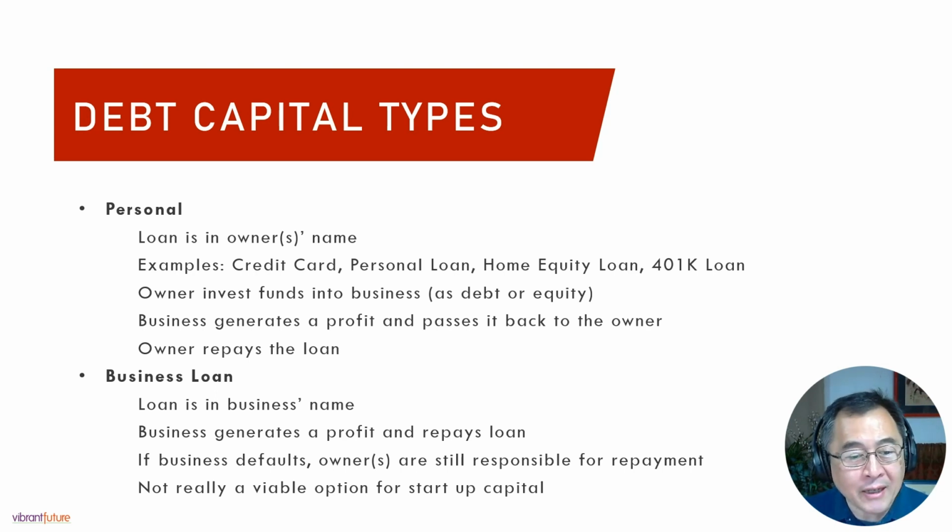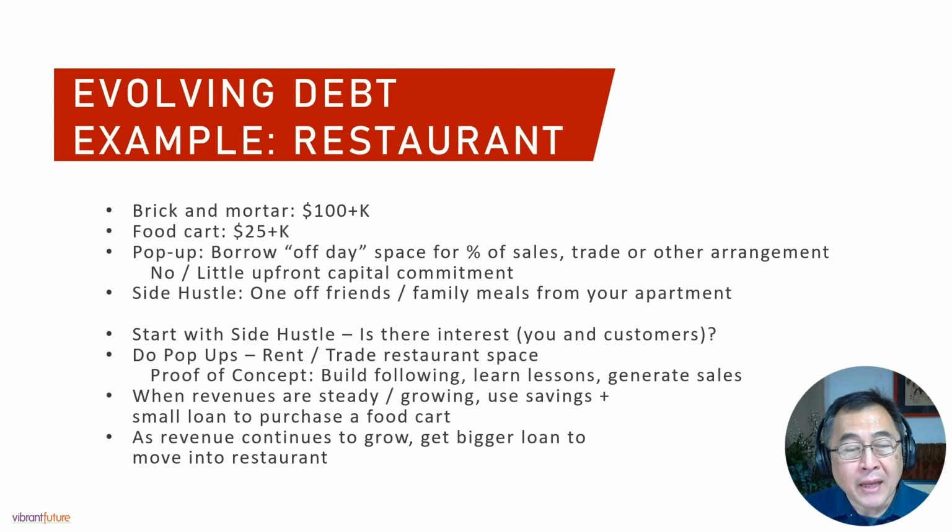Another type of debt is a business loan. In this case, the loan is in the business's name. The business generates profits and repays the loan. And if the business defaults, meaning that it can't keep up with the loan payments, the owners are still responsible for repayment. It's called a personal guarantee, and it's pretty much required for every business loan that is made, especially for small businesses. And the reality is that business loans are not really a viable option for startup capital. And we'll talk more about that in a future series video.